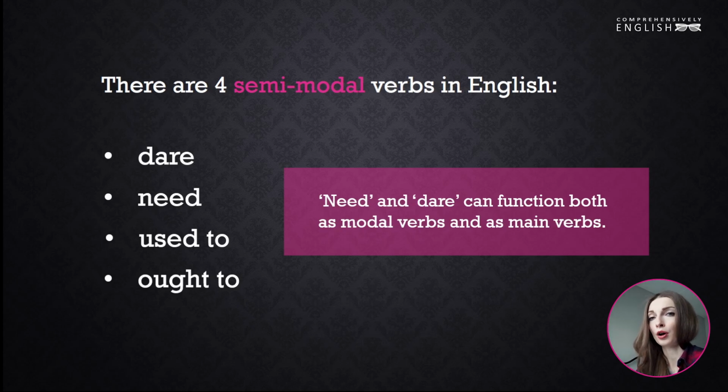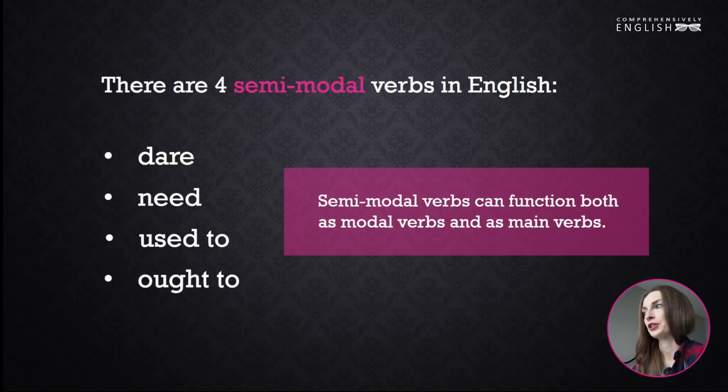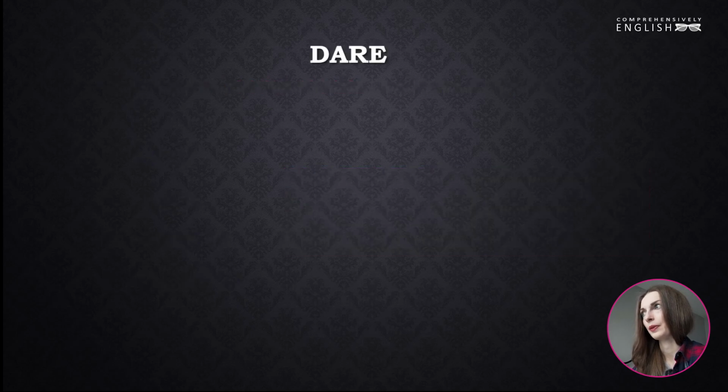Used to and ought to have their own peculiarities, peculiarities of their behavior in a sentence. That's why they also belong to this little group of semi-modal verbs. They exhibit different kind of behavior. They violate some of those rules that we know about the true modal verbs, let's say so. Okay, now let's talk about each of them in detail.